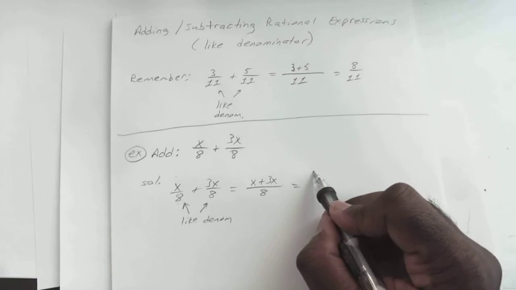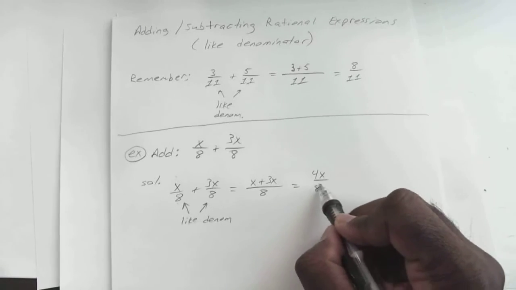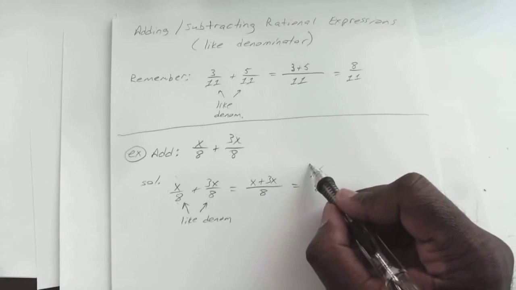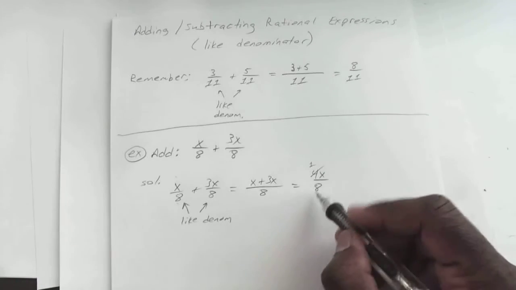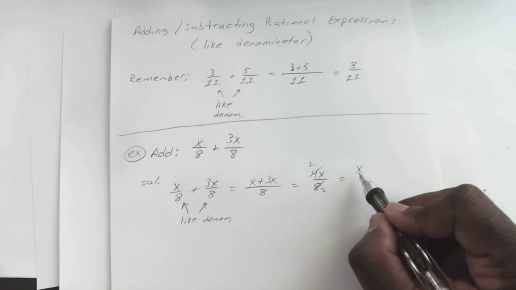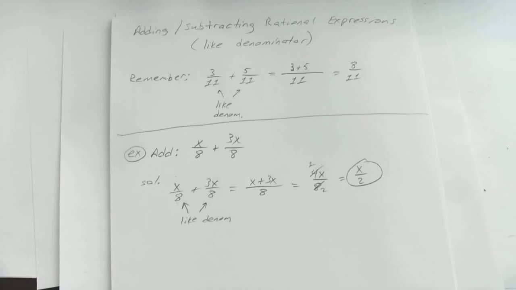If we add them together, we end up with 4x over 8, where 4 divided by 4 is 1 and 8 divided by 4 is 2. So we end up with x over 2. All right, any questions on that one?